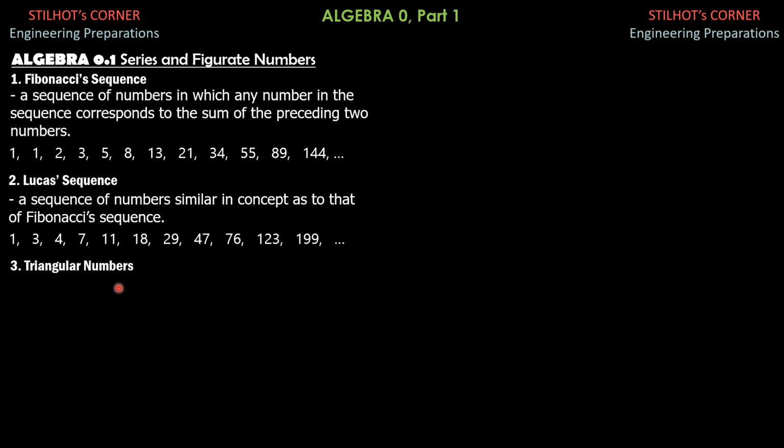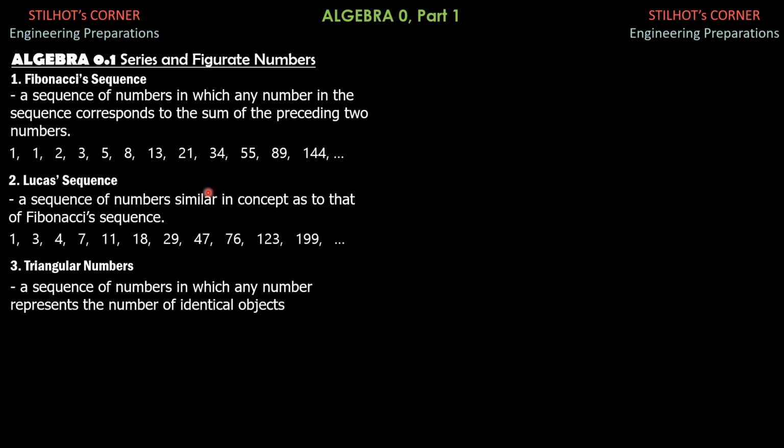A triangular number is a sequence of numbers in which any number represents the number of identical objects needed to form the shape of an equilateral triangle. So notice that one example of this is the piling of billiard balls, 1 to 15. So the beginning number is 1. Then we need two objects in the next layer to maintain the triangular shape arrangement. Then we need 3 in the next row, 4, 5, and so on and so forth.